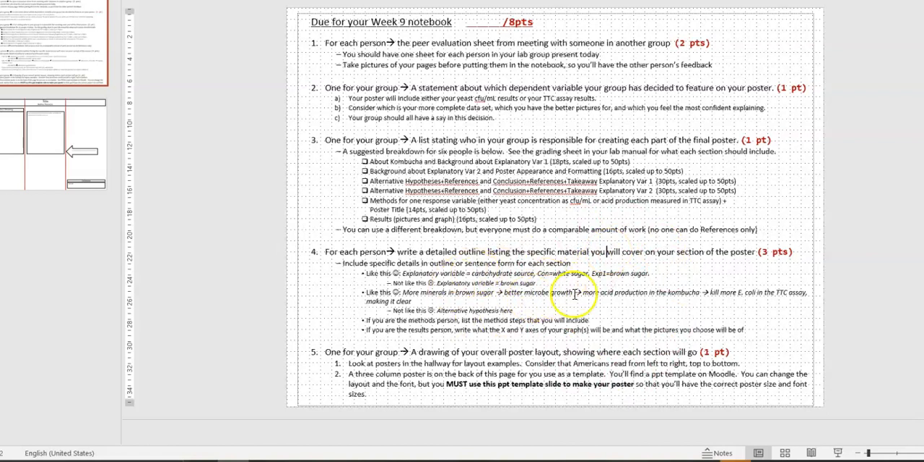This is the place that you could lose points, so be sure that this is good so your notebook grade is high. The reason that you could possibly lose points on this is that people lose points when they are too vague. Remember, the whole point of week 9 is to make your poster good. So once you know which part you're doing, I want you to think about exactly what you're going to say, not, I will say some stuff about brown sugar. This is not helpful.